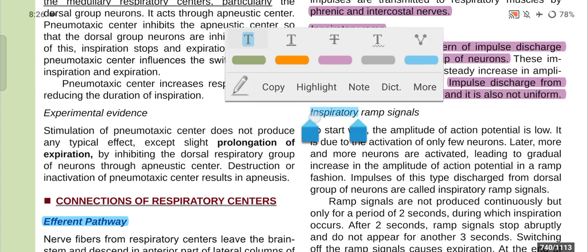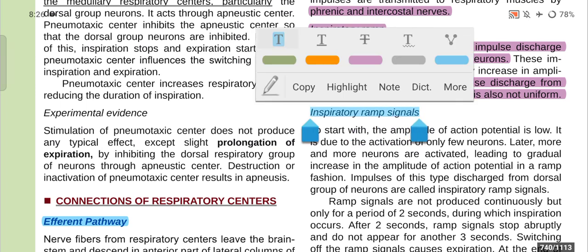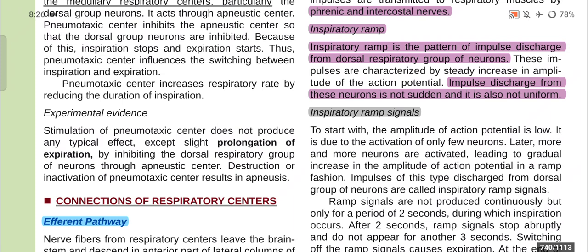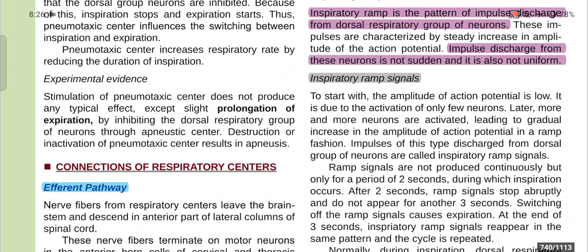Now, inspiratory ramp signals. To start with, the amplitude of the action potential is low. It is due to the activation of only a few neurons. Later, more and more neurons are activated, leading to a gradual increase in the amplitude of the action potential in a ramp fashion. Impulses of this type of discharge from the dorsal group of neurons are called inspiratory ramp signals.